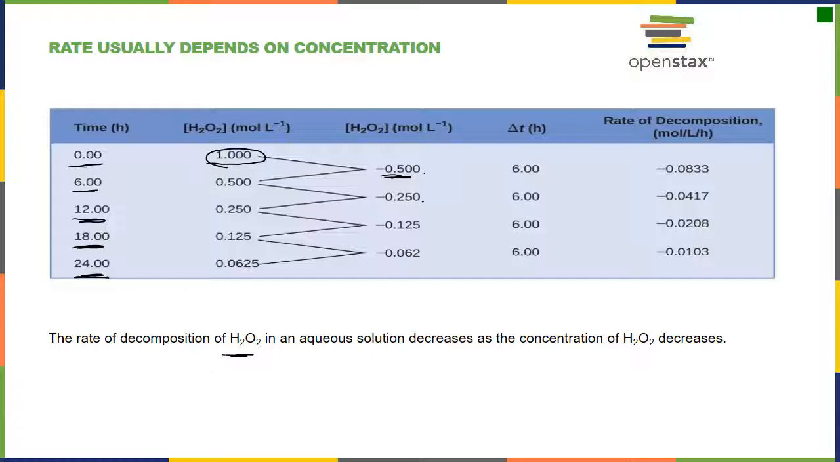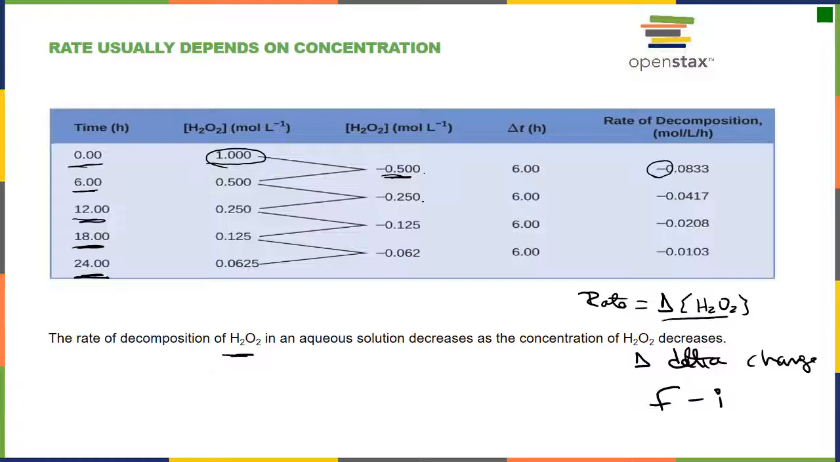And we can look at the rate of decomposition, where the rate, by definition, is going to equal the change, our delta. Here this is a delta, is change. And our change tends to be final minus initial. Because we're going to have less at the end than we start with, our rate here is going to be negative. It's going to go down. And we're going to look at the change in concentration of the peroxide over the change in time.